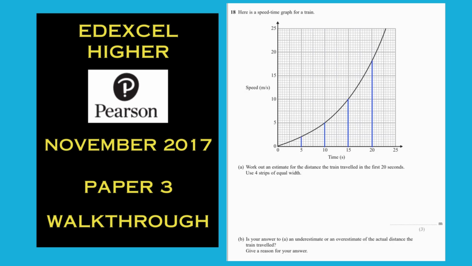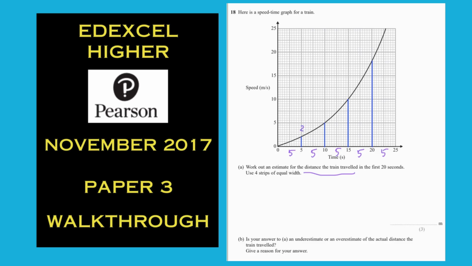I slightly disagree with the number here, but I'm going to go with what the mark scheme says. Estimate for the distance travelled. Distance travelled is area under. How do you find area under? It says use 4 strips of equal width. So the width of every strip is 5. I want the heights of every strip.